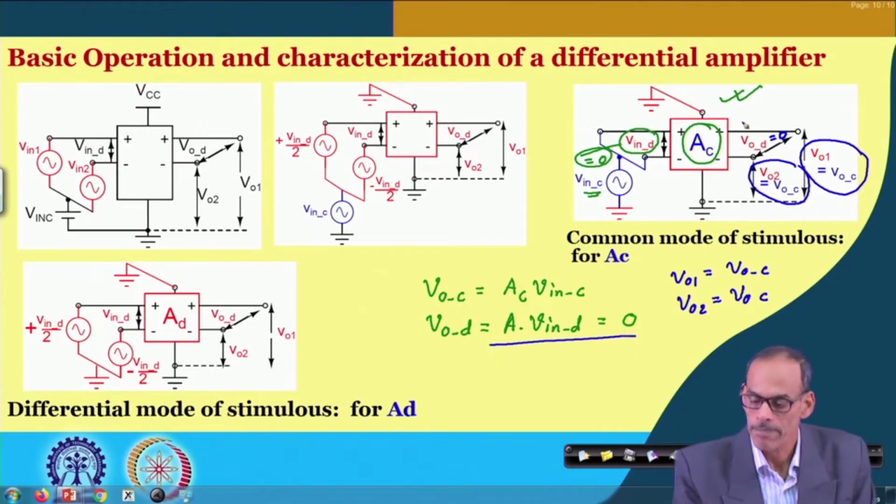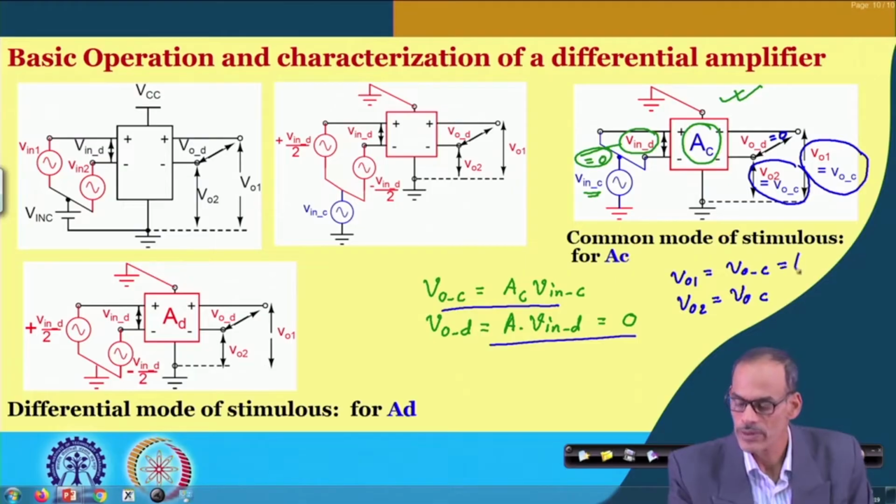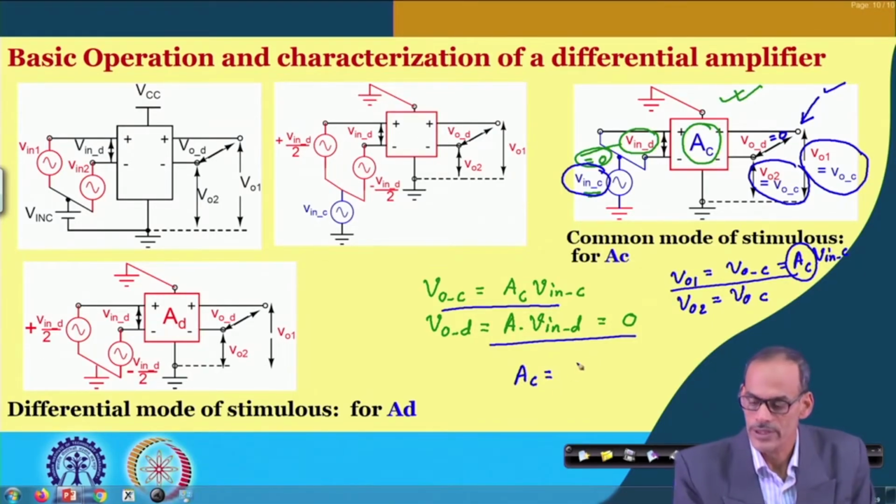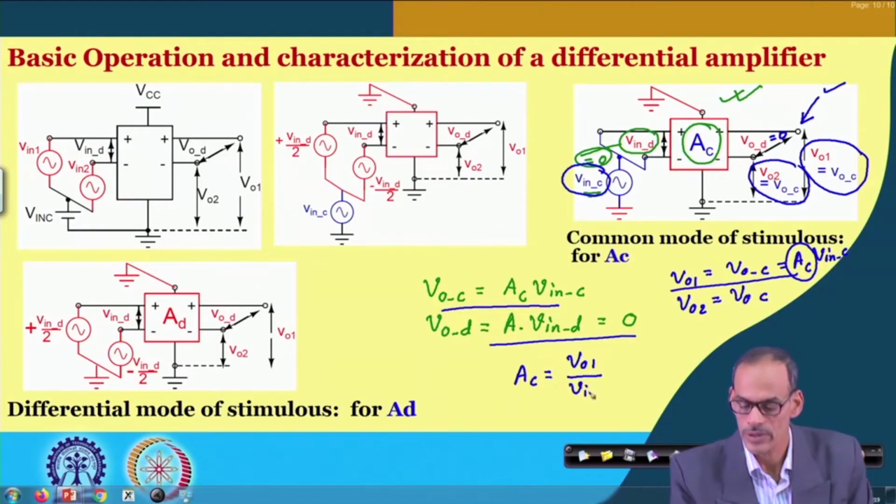So here again, by considering this equation, if you consider this is equal to AC into VinC, just by observing one of them, maybe this signal, and then if you take the ratio of this signal with respect to VinC, then you can find the corresponding AC, namely AC equals to, by observing either VO1 or VO2, divided by VinC.